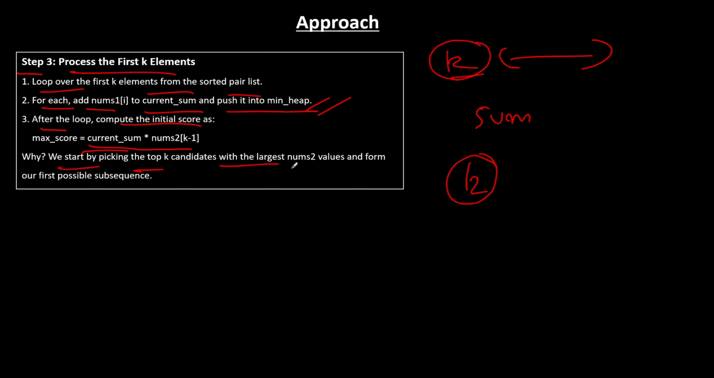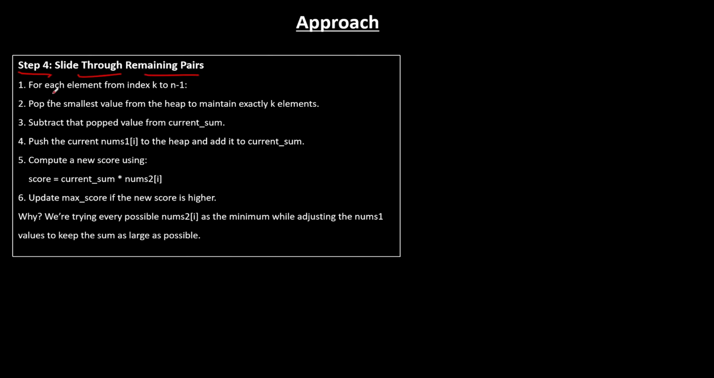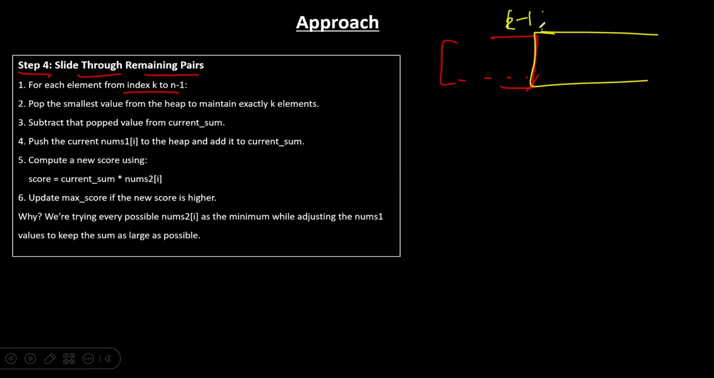Now at step 4, we slide through the remaining pairs. Basically, after doing the first k elements, we have to look for the other pairs in nums2 and nums1 both. So for that, for each element from index k to n minus 1, since this is the array and till here you have already done, we are left with this part. This is k minus 1, so we have to start with k to n minus 1. Makes sense? So we pop the smallest value from the heap to maintain exactly k elements.